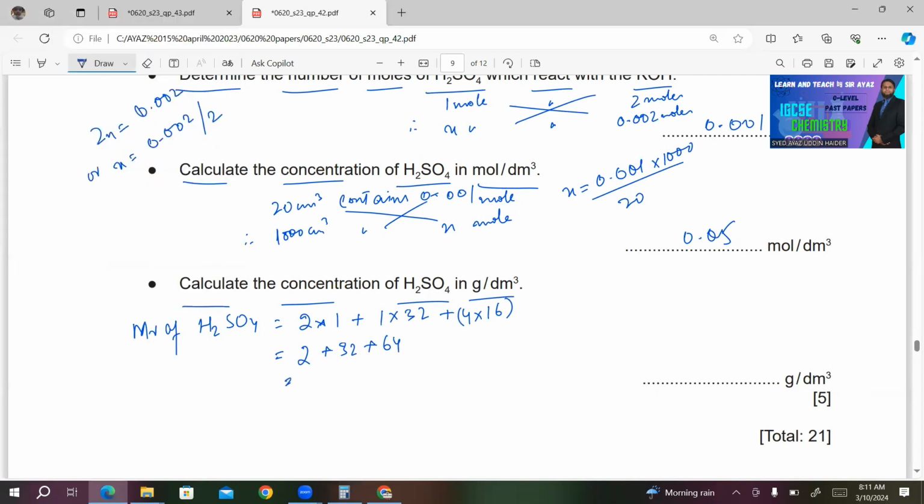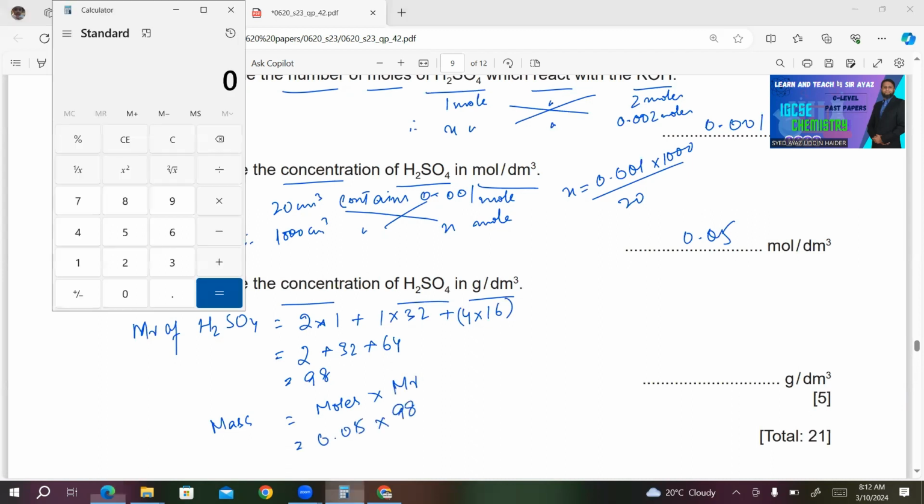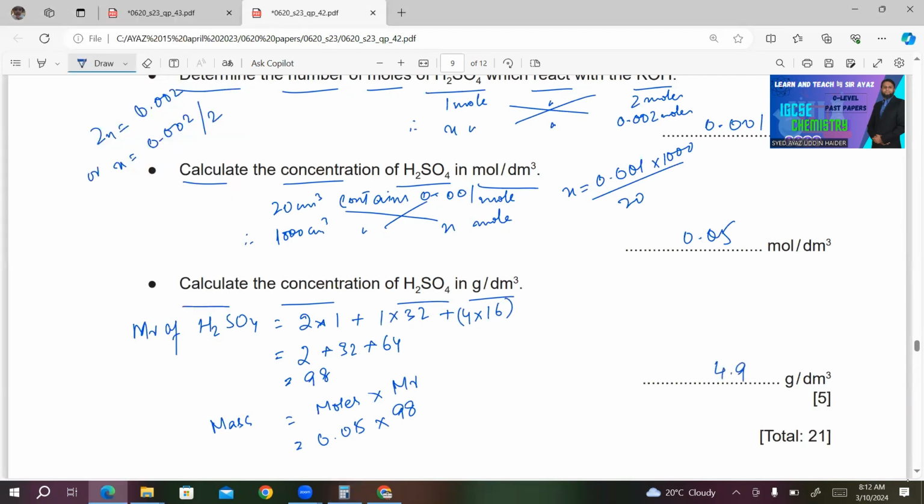So we will get what? We will get 98. So in order to get the mass, we need to multiply moles by MR. So moles is 0.05 and it will be multiplied by MR, 98. 0.05 multiplied by 98 is 4.9 gram per decimeter cube.